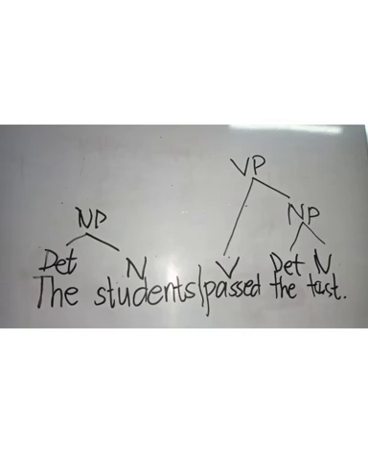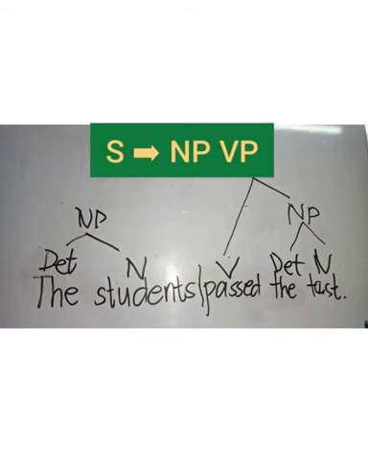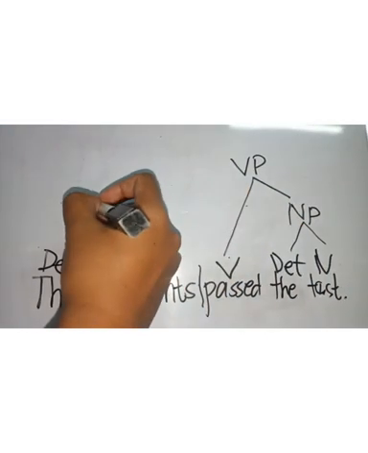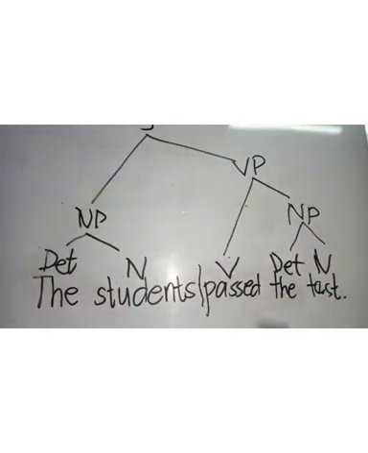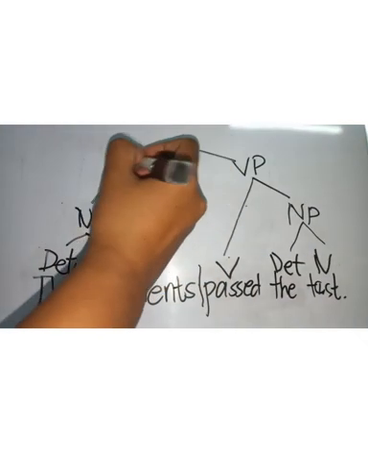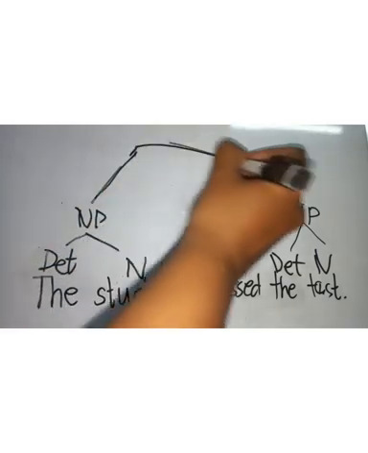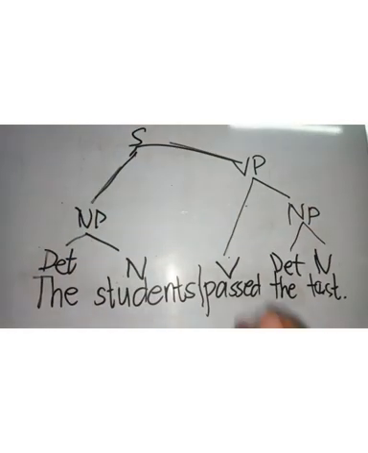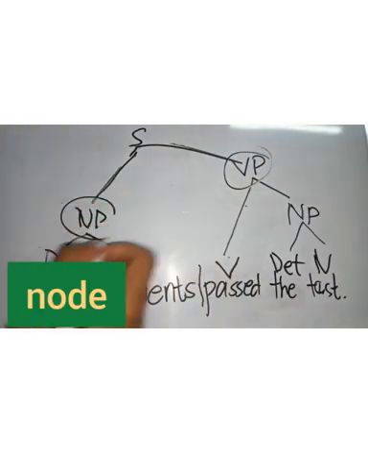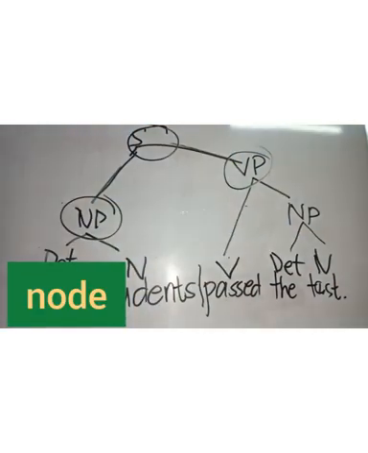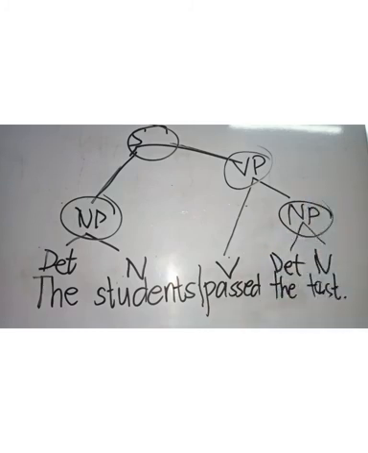Now we are going to show rule number 1. So rule number 1 is saying that S has an NP and a VP. So this is NP plus a VP, and NP plus VP creates a sentence. So this is a node, class. This is also a node. This is a node. This is a node. You call that a node.